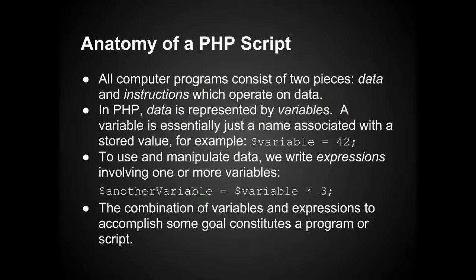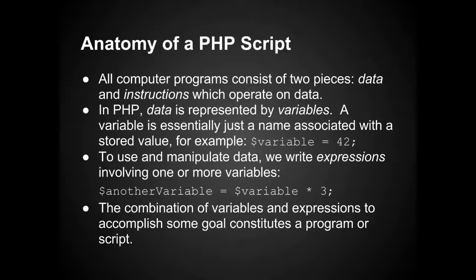So let's talk about the anatomy of a PHP script. A PHP script, and in fact all computer programs, consist of 2 pieces. We have data, and then we have instructions which operate on data. In PHP, data is represented by variables. A variable is essentially just a name associated with a stored value. For example, here we have a variable named variable, which is storing the value 42.